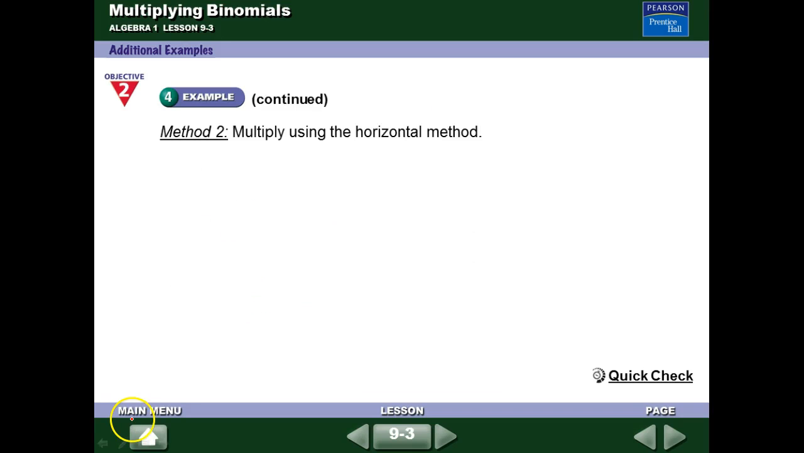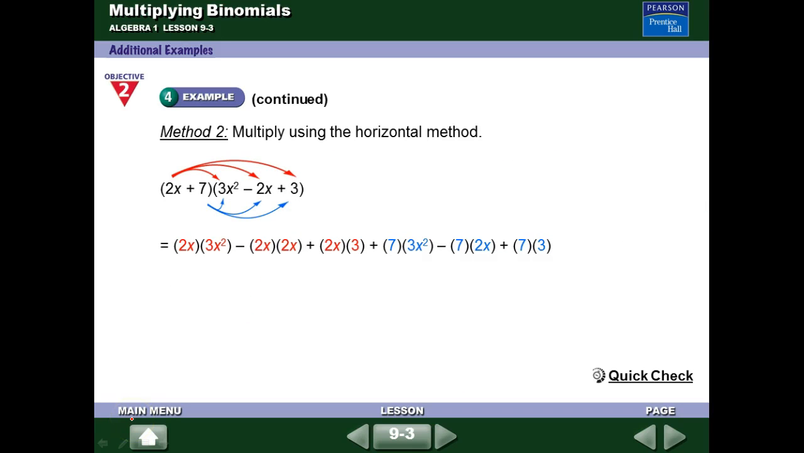Here's the other method, which is the horizontal, and you are distributing both out. Once again in red, they took your first term, 2x, and distributed it to the 3x squared, which you can see here. It's like that little rainbow, big rainbow, but it's happening 3 times here. The second one, 2x distributing to the negative 2x, you can see here. And the last one, 2x times 3 in here.